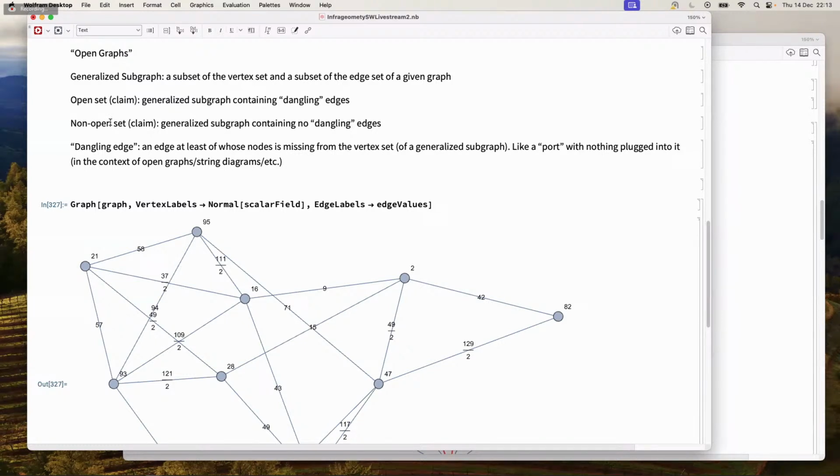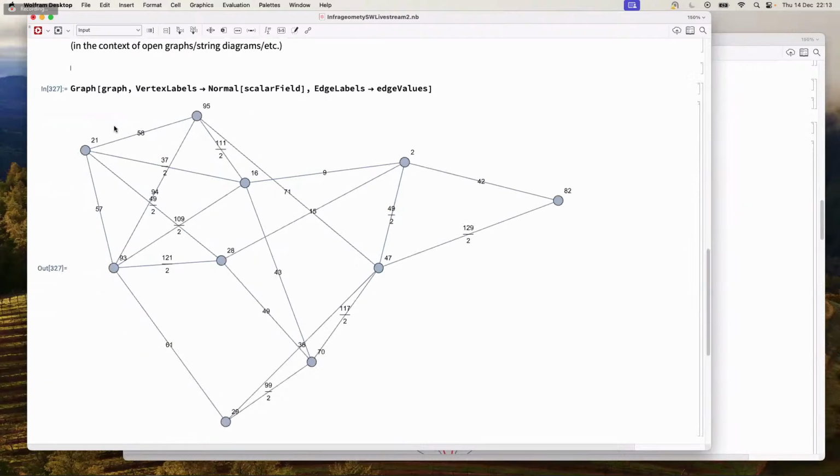And I think in topology, these are called door spaces. Spaces where every set is either open or closed, like a door. Okay, but hold on. Why is the claim that the closed set is the complement of an open set? I don't understand. If the closed set has no dangling edges, why is that the complement of an open set? Because the complement, I would assume, is a graph complement, where you're taking the generalized subgraph that is the complement set.